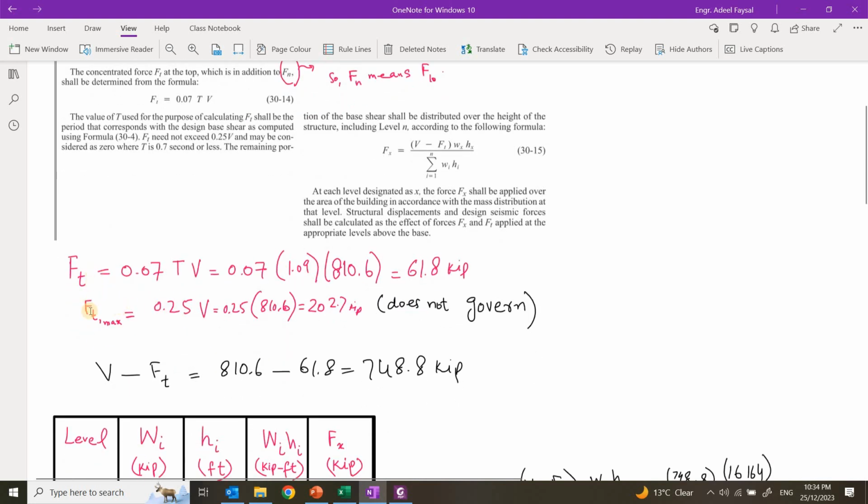Okay, so another check before you finally say FT is 61.8: you should first check the maximum value for FT, which is 0.25 times the base shear, which is 202.7 kip. It doesn't govern here. This check means that if this value happens to be too large, even larger than this, then you should take it equal to this. But in this case it is not too big. It is less than the maximum, so it is okay. The maximum value doesn't govern.